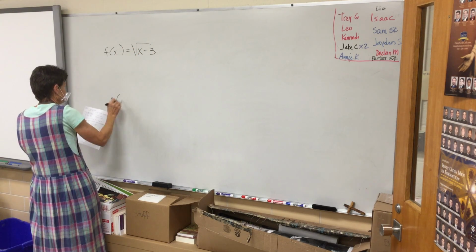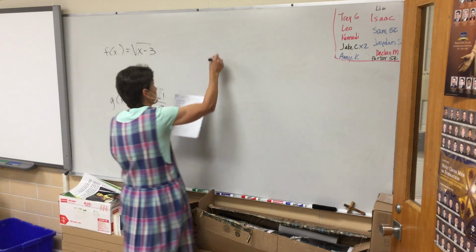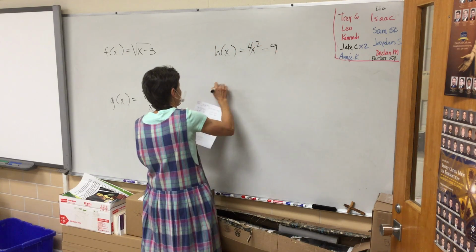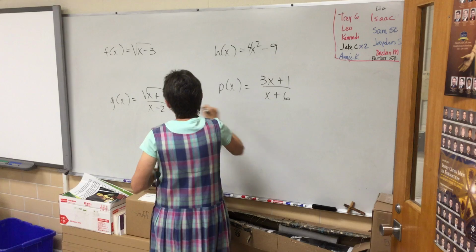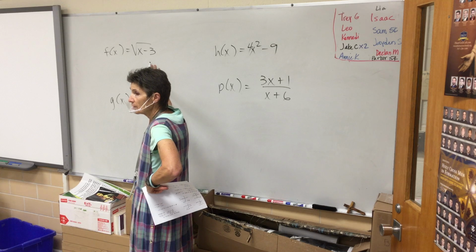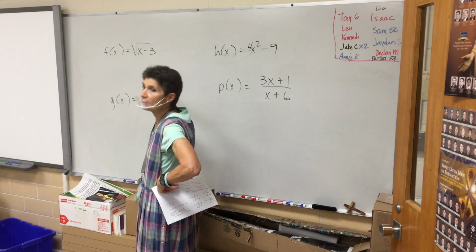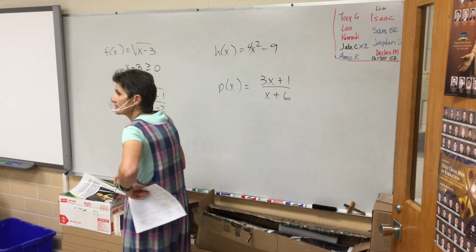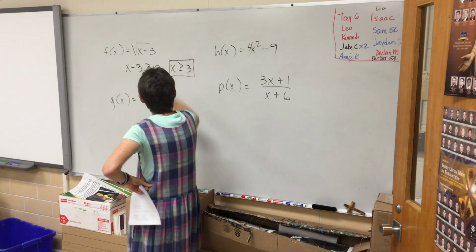So here are our problems. What's our domain? What's our domain here? No, it isn't. Don't say 3. Guys, what's the rule? X minus 3 is greater than or equal to 0. So x has to be bigger than or equal to 3.